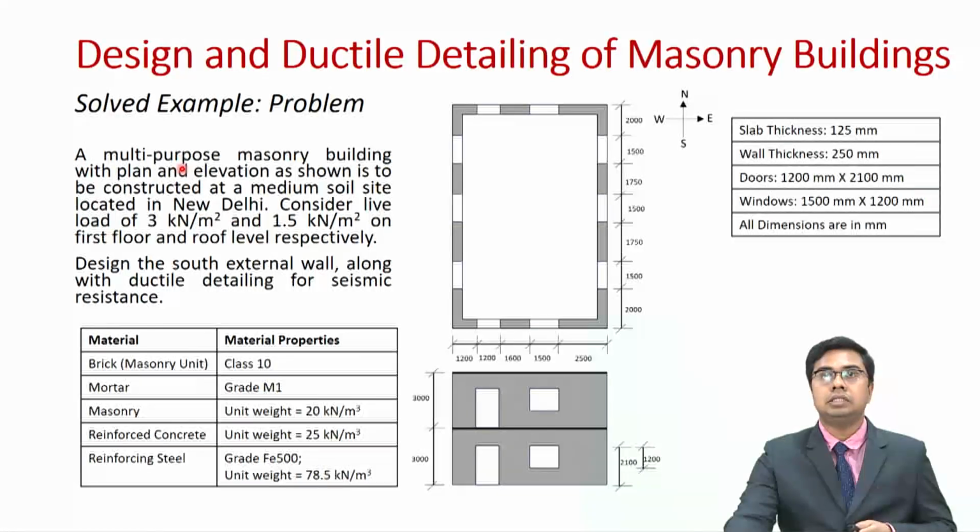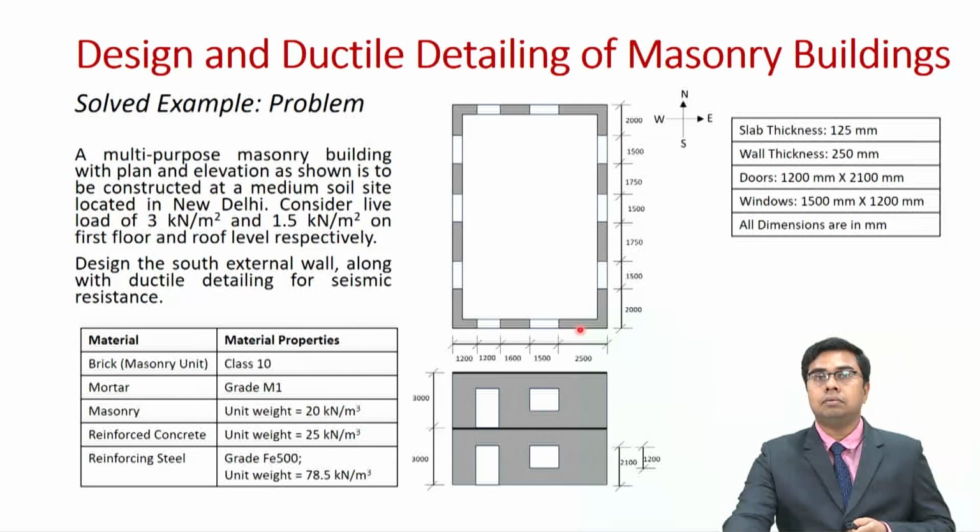Here we shall be designing a multi-purpose masonry building with plan and elevation details as shown over here. The building is to be constructed at a medium soil site located in New Delhi. The live load on first and the roof level are 3 kN per square meter and 1.5 kN per square meter respectively. We need to design this southern wall along with ductile detailing for seismic resistance.